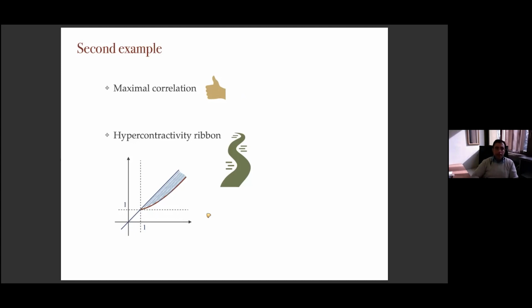We will see that maximal correlation also appears in the next slide. But I want to next tell you the other measures of correlation with the tensorization property. So I have about 18 minutes, I guess. Great. Let me stop here and see if there is any question, and then continue with the hypercontractivity ribbon.